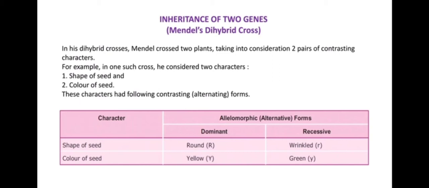If we see the first character, that is the shape of a seed, when its allele is in its dominant form, the shape of the seed will be round, and when the allele of this gene is in recessive form, the shape of the seed will be wrinkled. And for the second character, the color of a seed, when the alleles for this characteristic are in dominant form, the color of the seed will be yellow, and when it is in recessive form, it will be green.